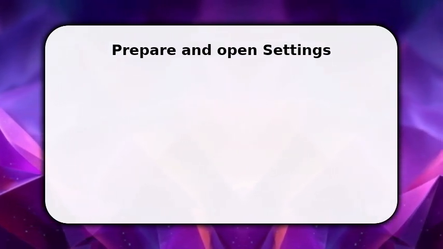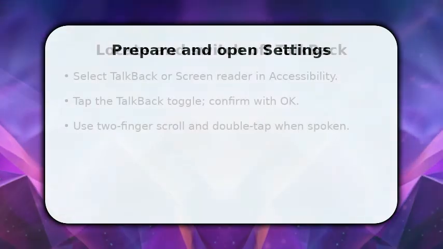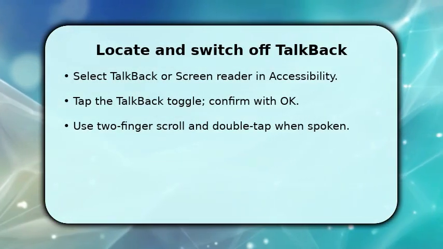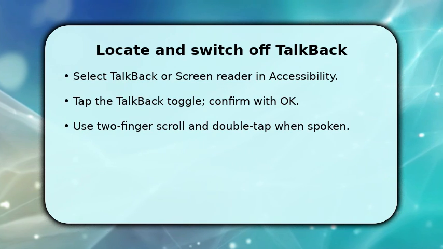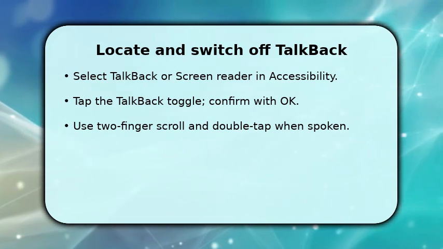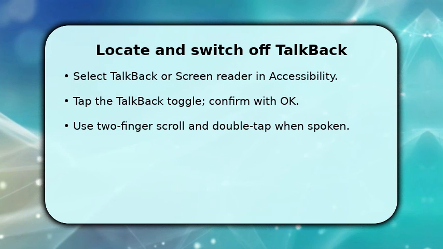Now you'll find TalkBack, sometimes labeled Screen Reader. Tap that entry to open Detail Settings. TalkBack explains options as you move, so use two-finger scrolling and double-tap to activate buttons.